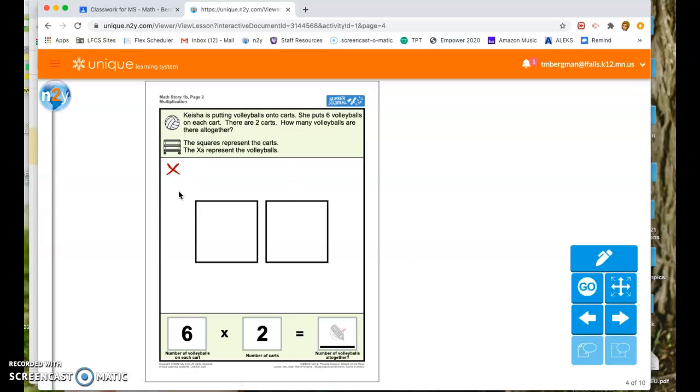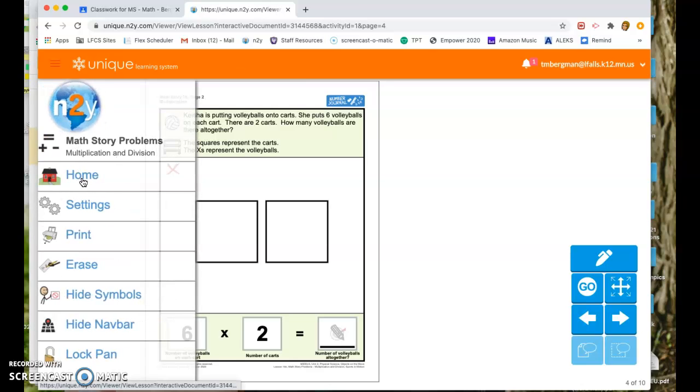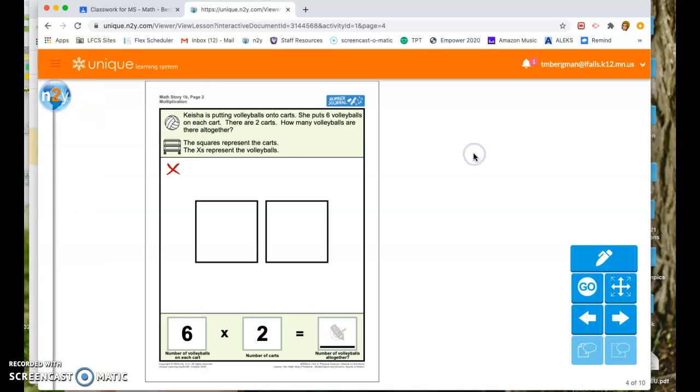He put 6 volleyballs in each cart. Okay, remember that you can click on this. It'll help read to you. So make sure that you do that. And then when you are finished, make sure you're clicking back to the home page when you're finished with your stuff. And if you have some extra time, go back into Unique and go in those L3 skills and you can practice that by playing the game.